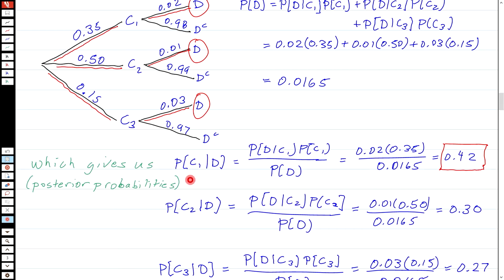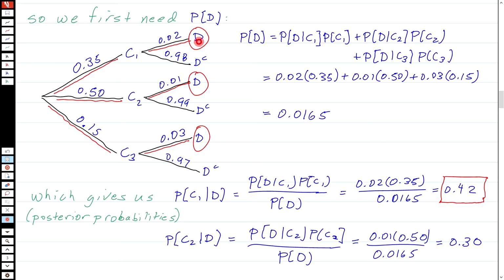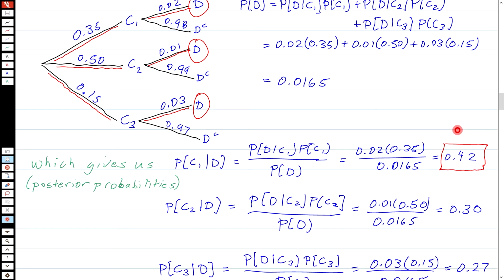First of all, for C1, the probability that it's coming from company 1, given defective, is the probability of defective given company 1 times the probability of C1, and I can see that from the tree here. The probability of defective given C1 is 0.02, and the probability of C1 is 0.35, divided by the total probability of defective, 0.0165, and I got 0.42. Do the same thing for C2. For C2, I see the probability of defective is 0.01, that's this number, and the probability of C2 is 0.5, divided by 0.0165, and I get 0.3.